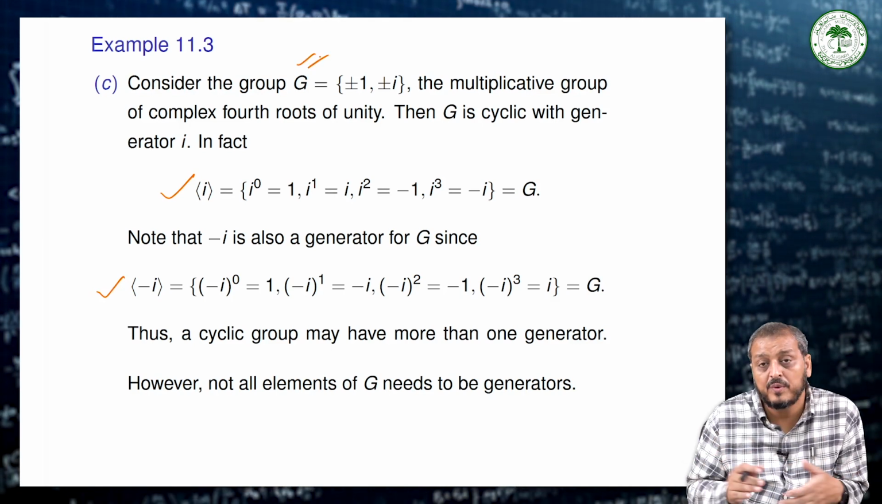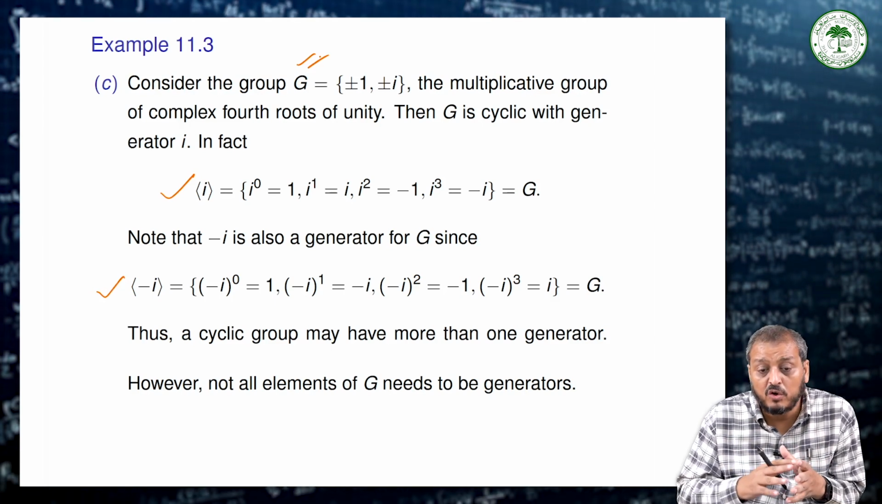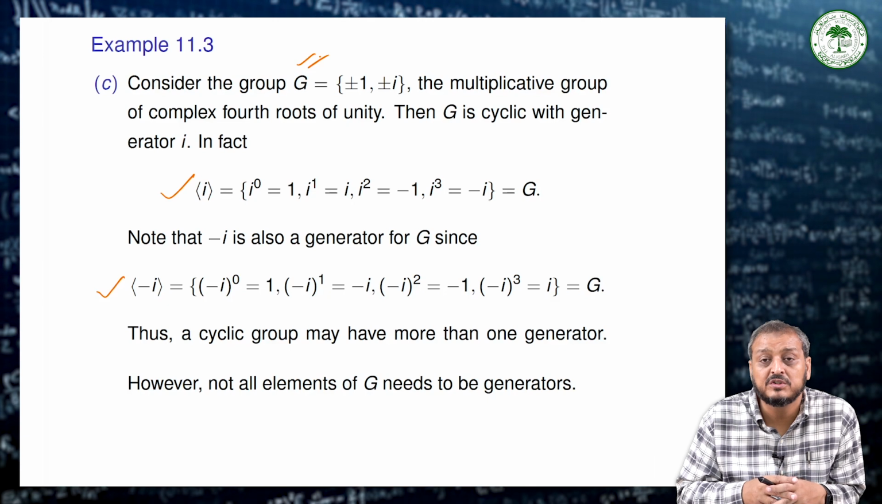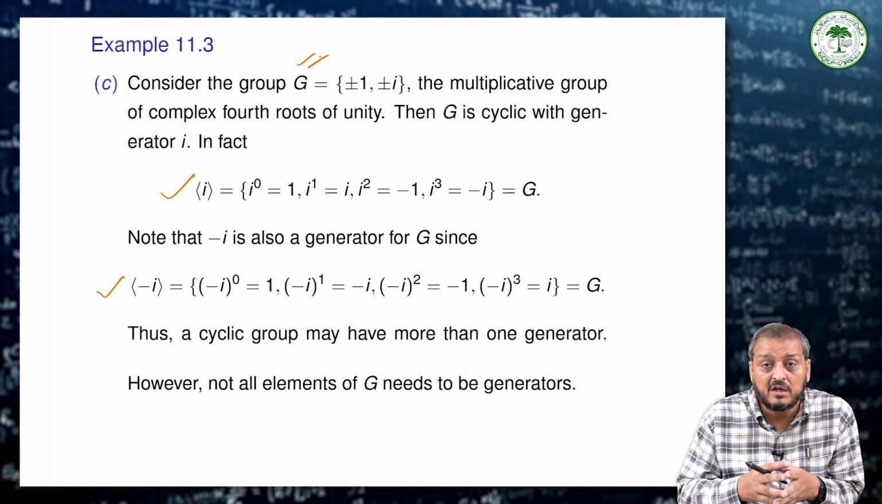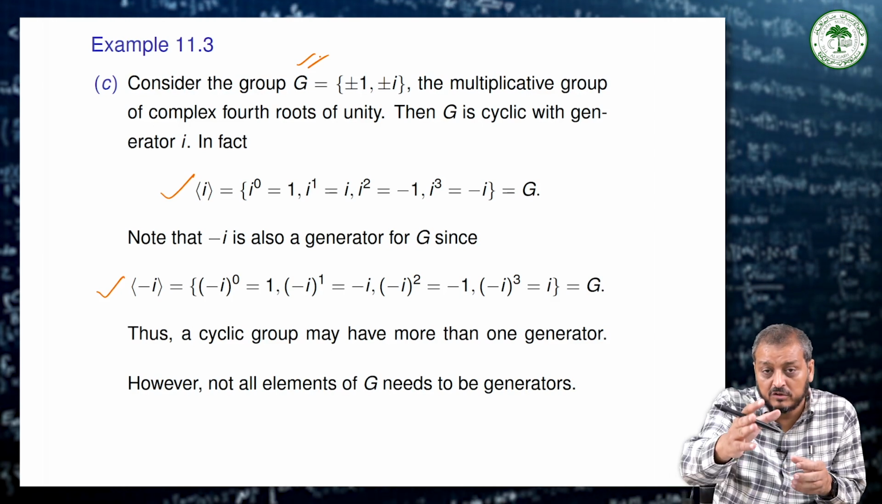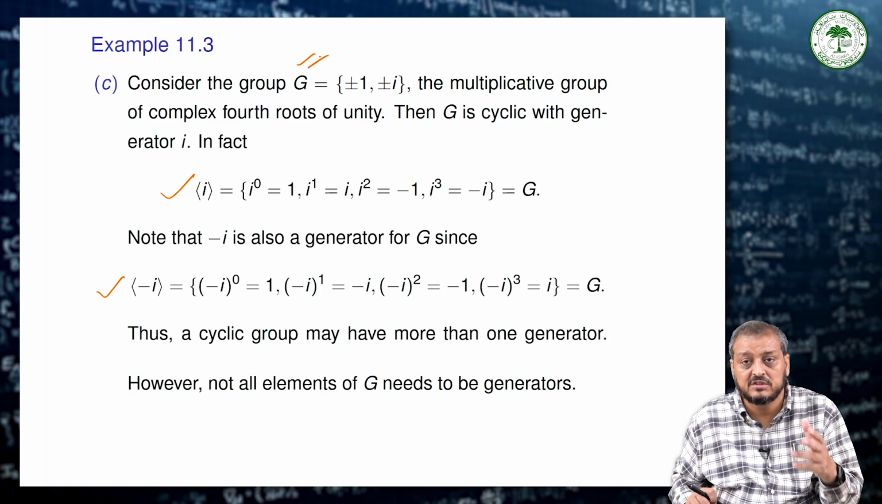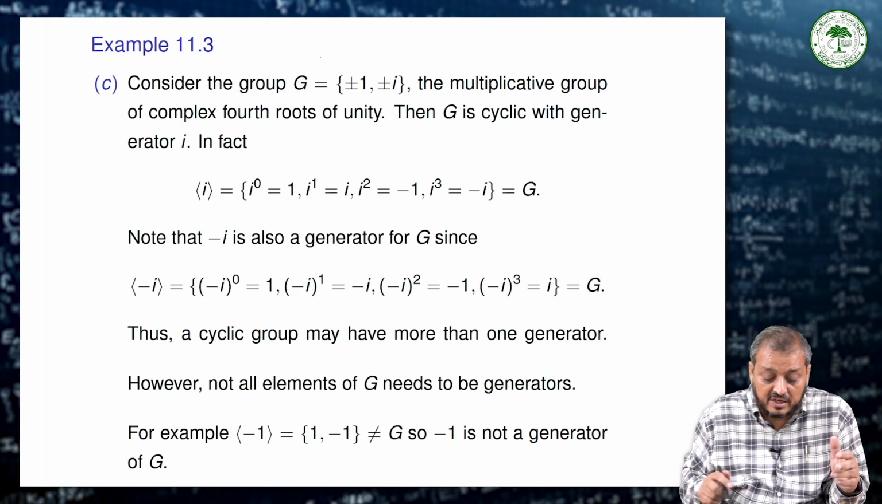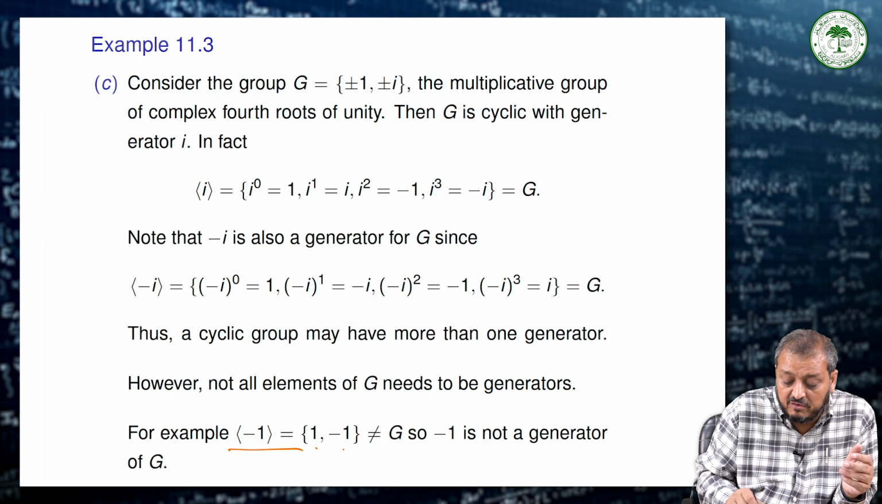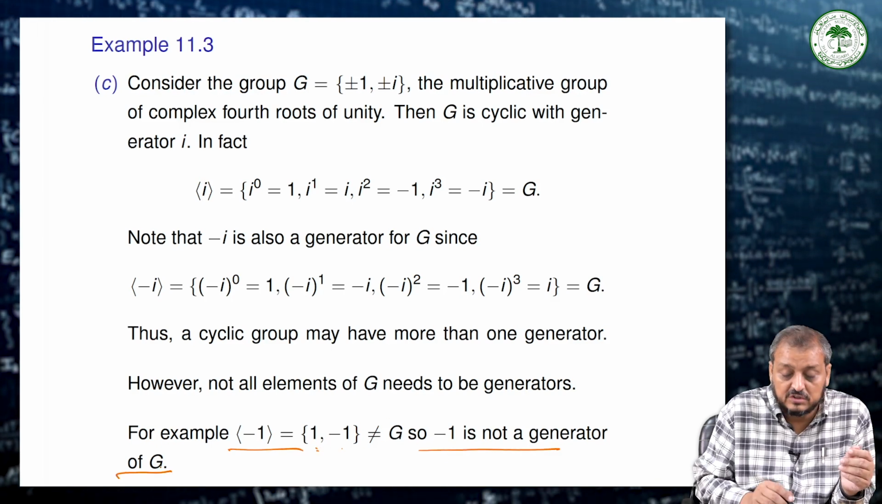A cyclic group may have more than one generator. However, not all the elements of G need to be generators. For this example, I just showed that i and minus i are the generators, but you can check that minus 1 does not generate G, so minus 1 is not a generator for this group.